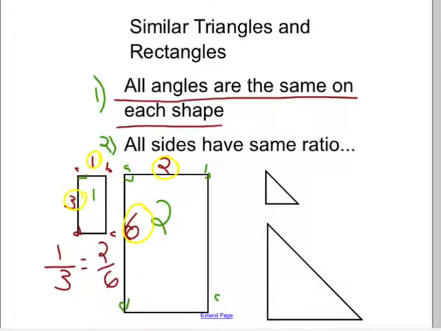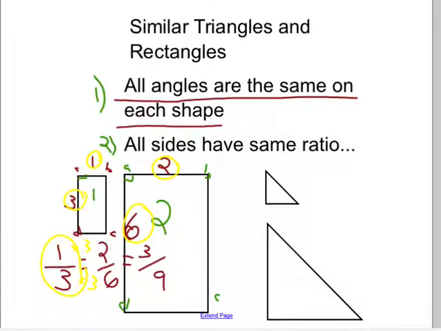Another similar polygon that we could have would be, let's say we multiplied our original by 3 on the top and by 3 on the bottom. We would end up with a rectangle that has the dimensions of 3 over 9.